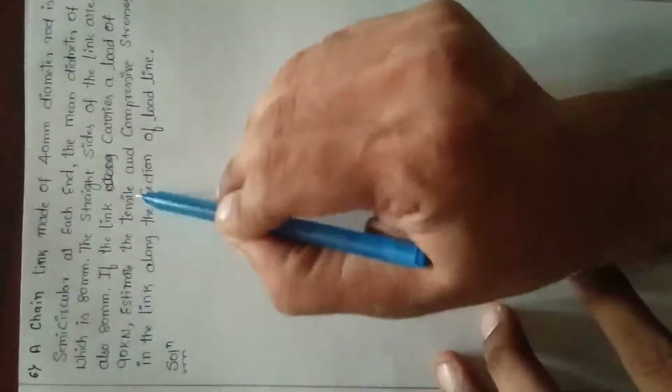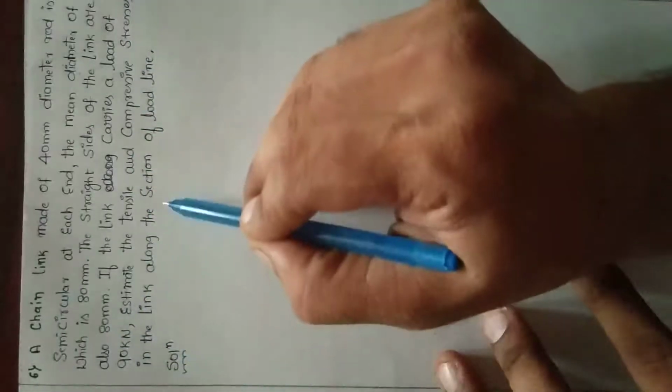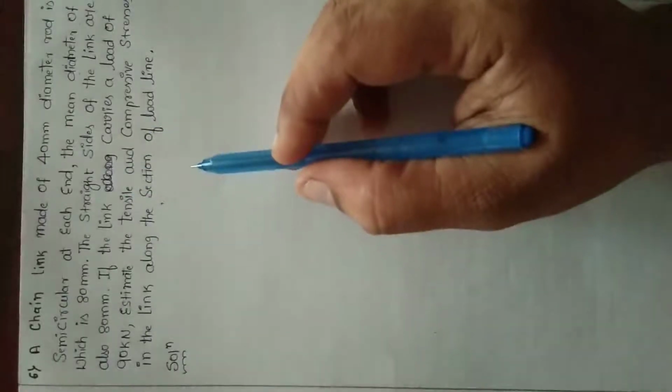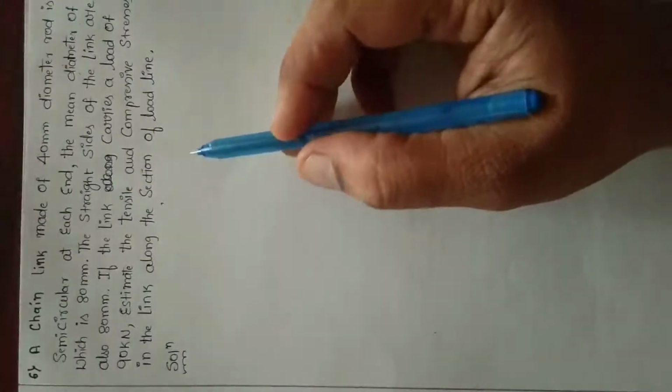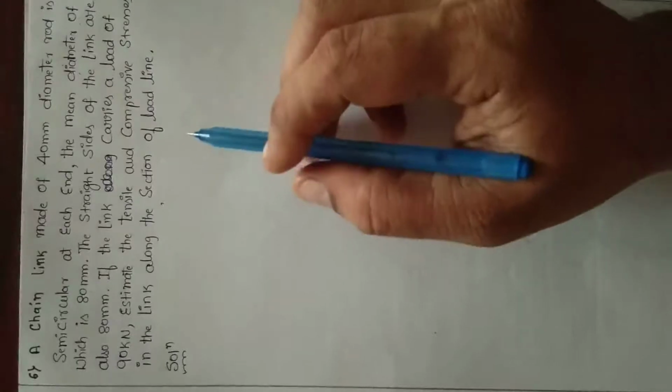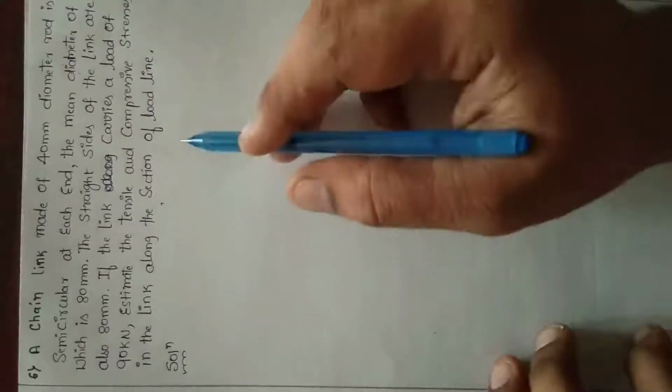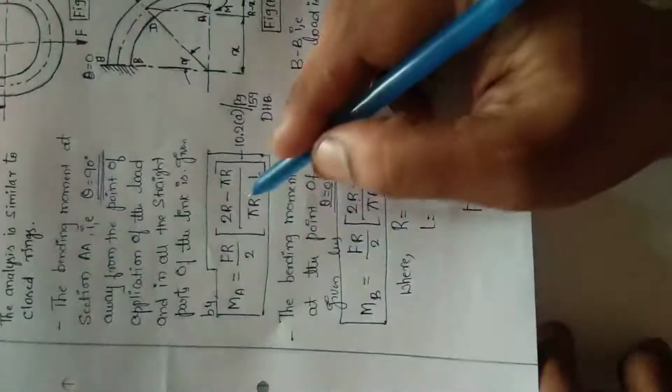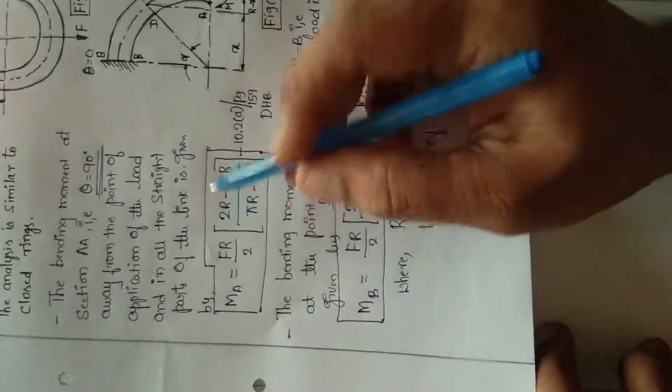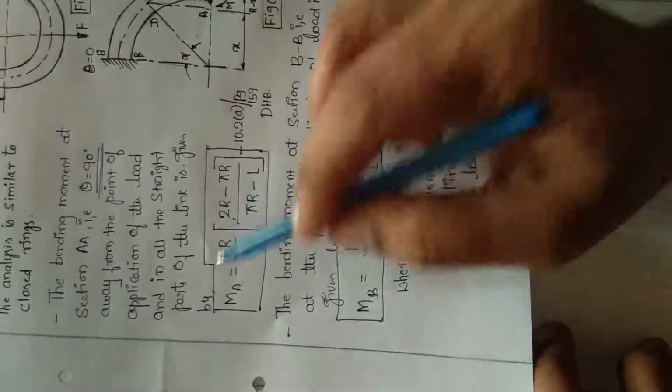Estimate the tensile and compressive stresses in the link along the section of the load. He has specified the section of the load, when theta equal to 0 degrees, but we shall solve both. When theta equal to 0, what formula do we have? When theta equal to 90, what is the formula? The same procedure we follow for the closed ring. Only the bending moment is going to vary. When we have the closed ring, we have a different bending moment, and for the chain link we have a different formula for the bending moment. We shall start solving.